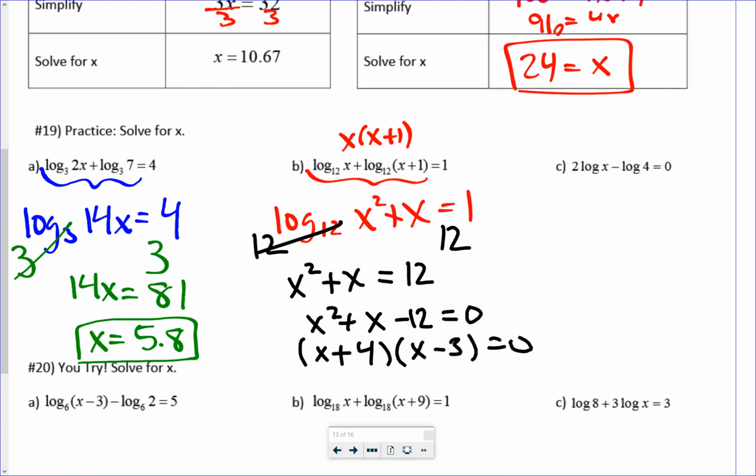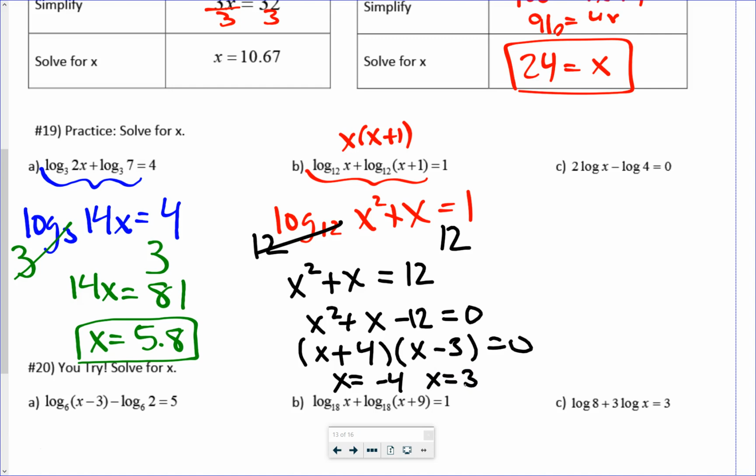4 times negative 3 is negative 12. 4 minus 3 is positive 1. You can do this. So we get x equals negative 4 and x equals 3. Again, before I circle anything, I need to check them both.